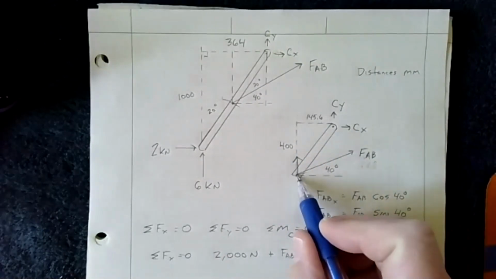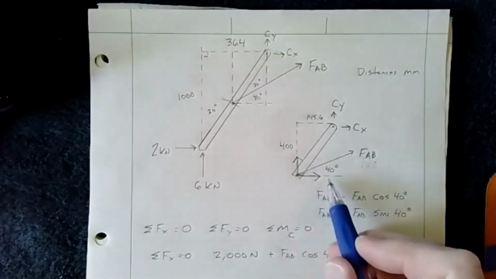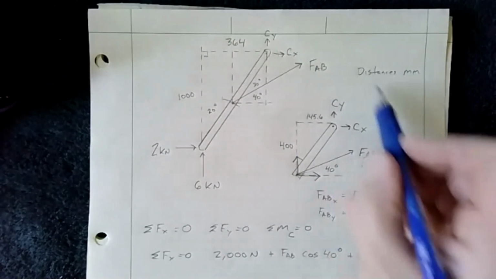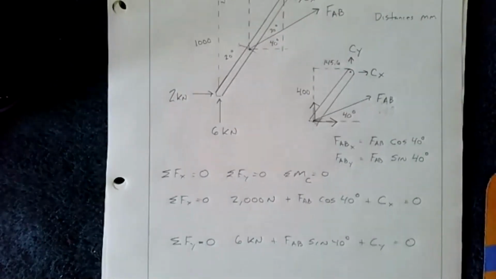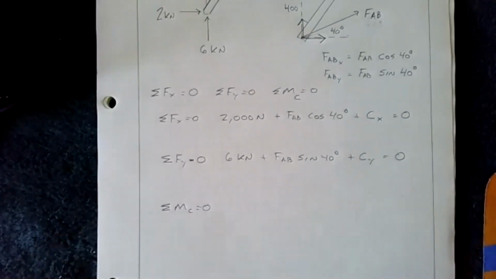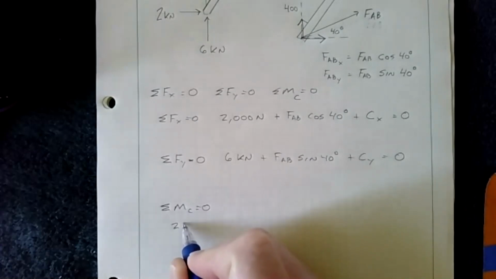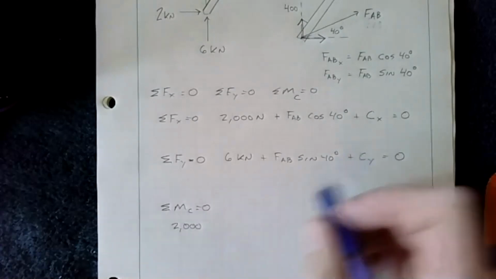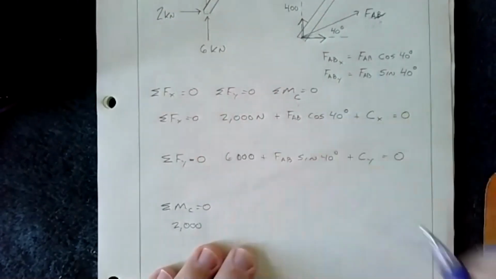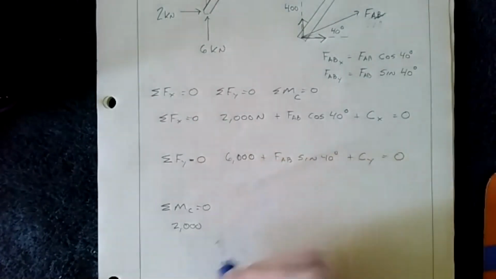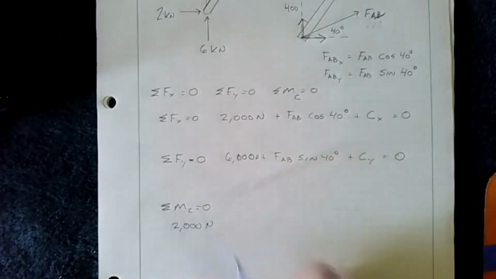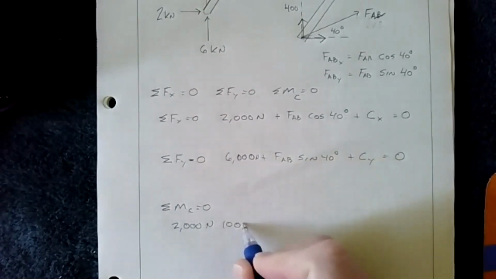Whereas the X component of FAB, not C sub X, is going to be going counterclockwise. And there's our respective distances. So I'll go ahead and write those in. And what I end up with is 2,000 newtons. No, sorry, I should have left this as... I apologize for mixing that. 6,000 should have been up there too. I'm changing my notes as we're talking. So 2,000 newtons times 1,000 millimeters.